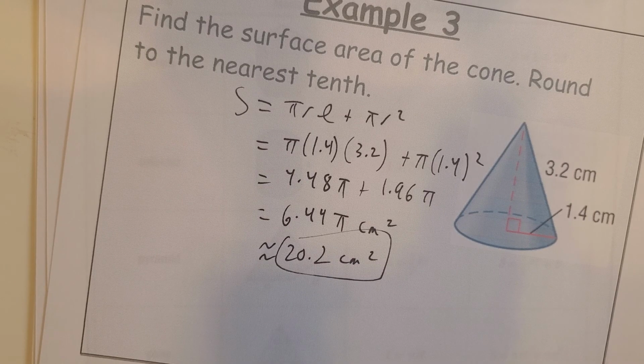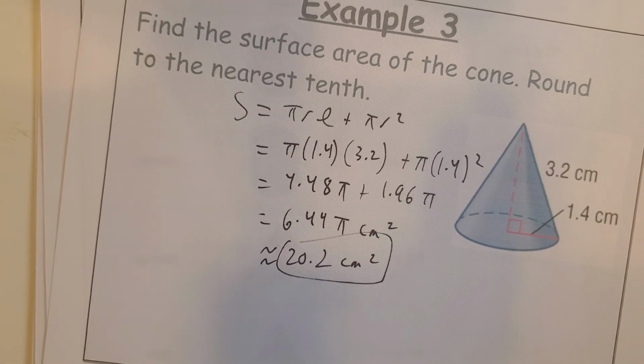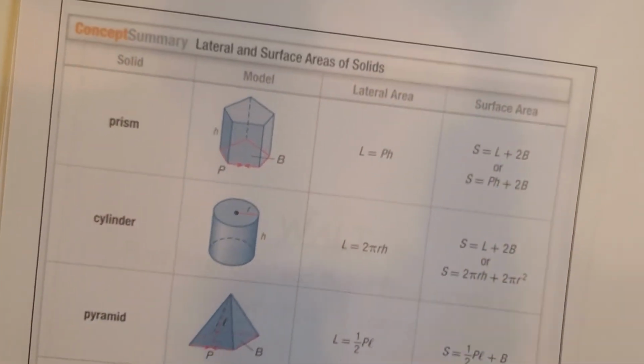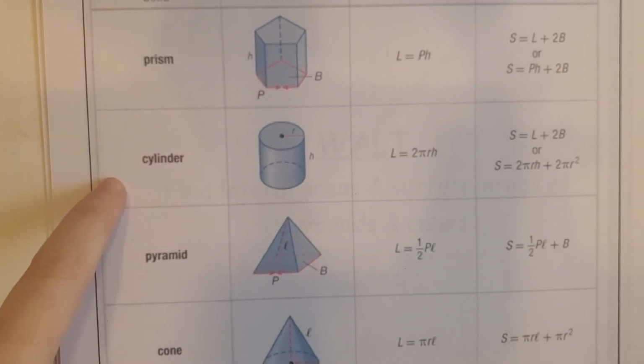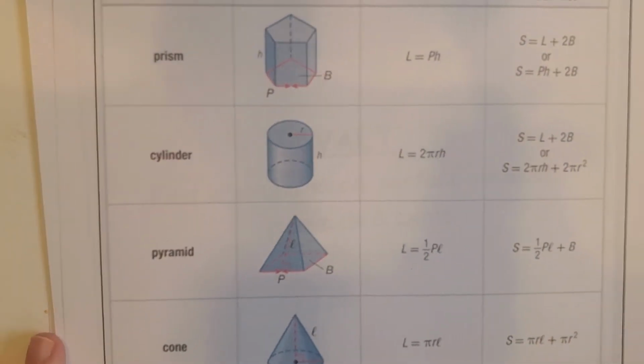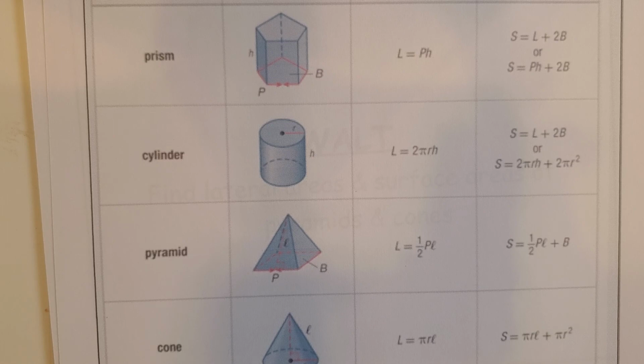You still have to read carefully in terms of whether the question is asking you for the lateral area or the surface area. But there's everything that we've talked about up to this point. We've got prisms, cylinders, pyramids, and cones. We are going to talk about spheres next, which comes from a different section. So we're not completely done with surface area yet, but that's it for today.